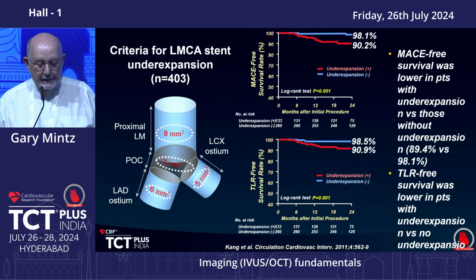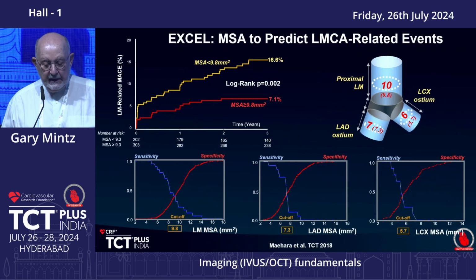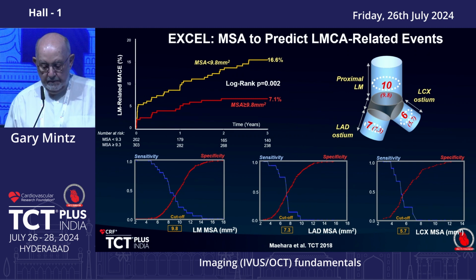I mentioned MSAs in non-stent intervention. This is the classic study from Sujin Kang, published in 2011, and this was based upon angiographic follow-up. Now, more recently, EXCEL has indicated that a minimal stent area when stenting the left main of 6 in the circumflex, 7 in the LAD, and 10 in the body of the left main.